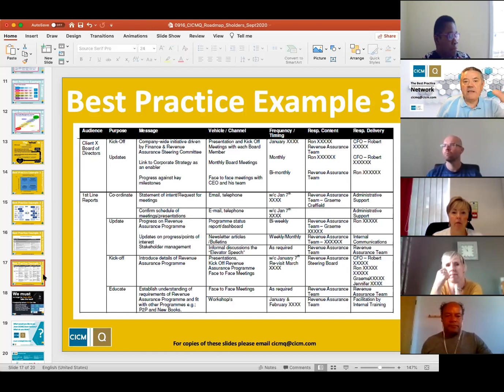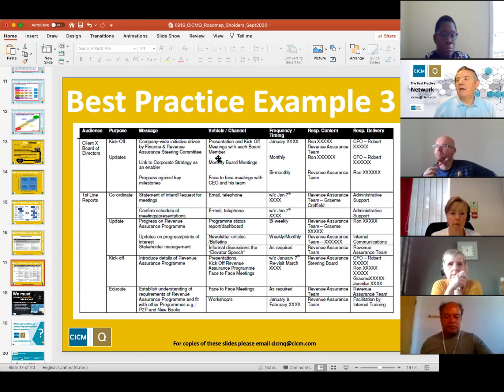And then depending on what you're trying to get out of it. But this is quite a good example. This is just the first page, as I said. But the headings are the same regardless of who the stakeholder is. So this is the board of directors, right? So we're going to kick off something. Yeah, company-wide initiative driven by finance, revenue assurance steering committee. So that's the message. The vehicle is going to be presentation and kickoff meetings to each board member, done monthly at the monthly board meetings, and also face-to-face meetings with the CEO and his team. Right? That was how we described it.